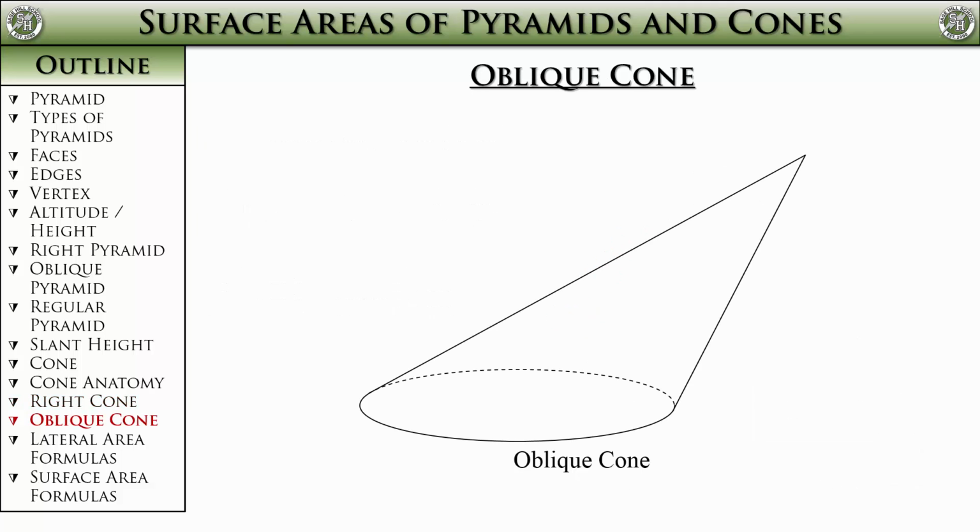Oblique cones are about as useless as the other oblique shapes, but this slanted thing that looks like a spotlight on a stage or a dunce cap is an oblique cone. We won't be dealing with these, so you can assume something is a right cone unless you are told otherwise.